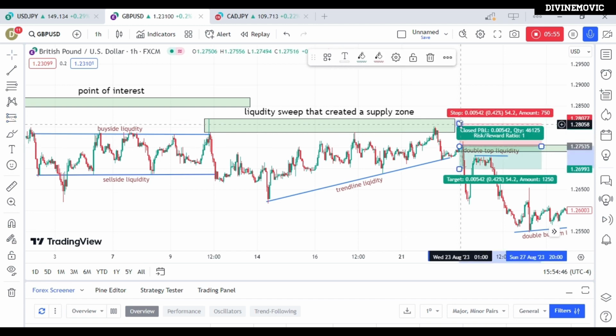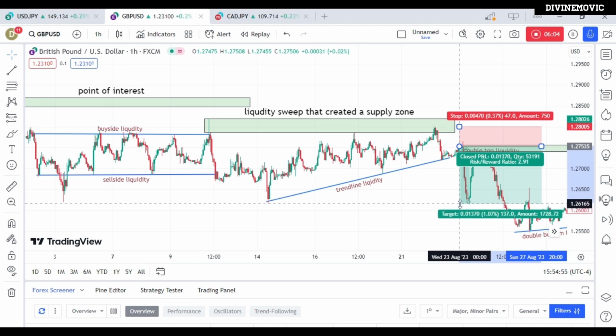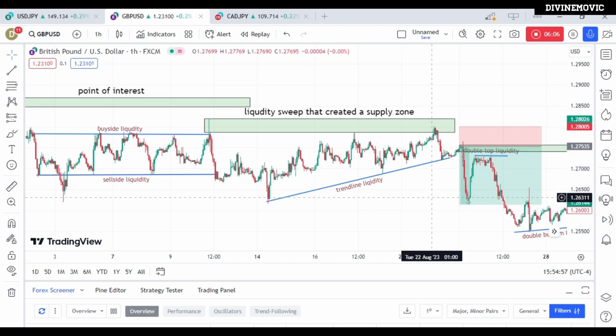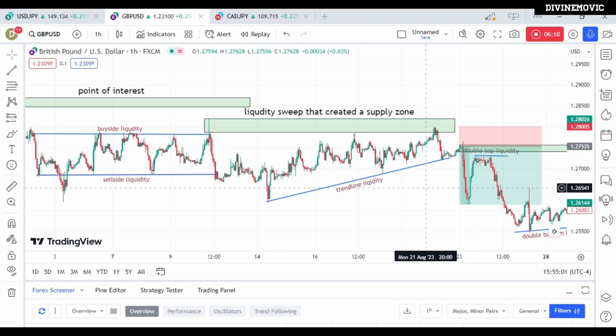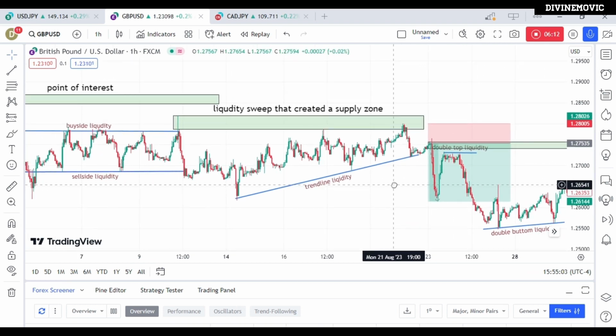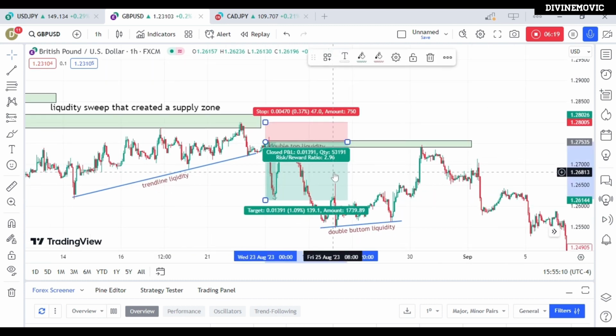Your entry could have been here, your stop loss above the swing high here. Your take profit now should be here. Now this is a good 1:2 risk to reward because we're able to identify a trend line liquidity. Now let's look at the next example I gave here, double top and double bottom.